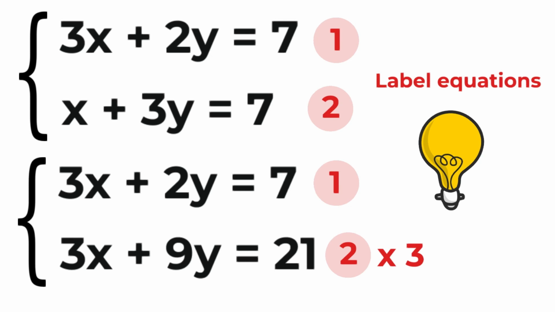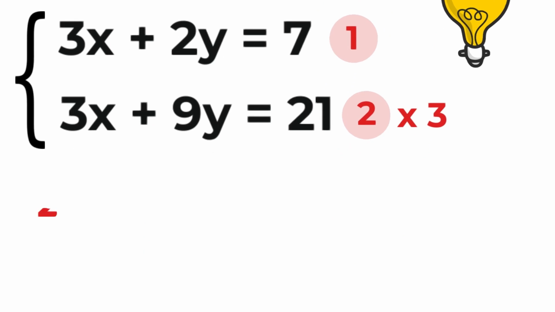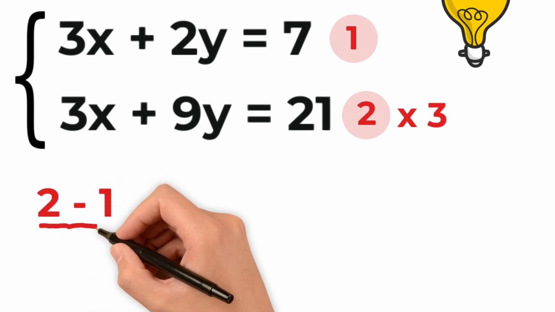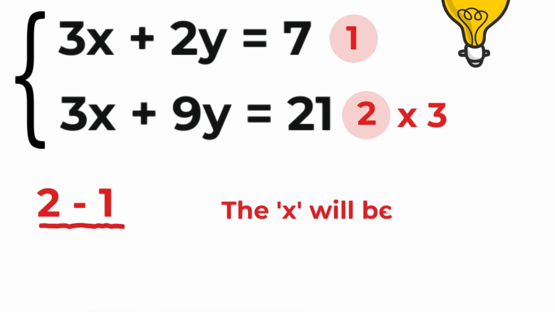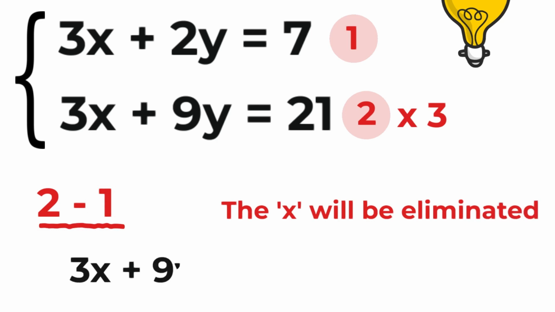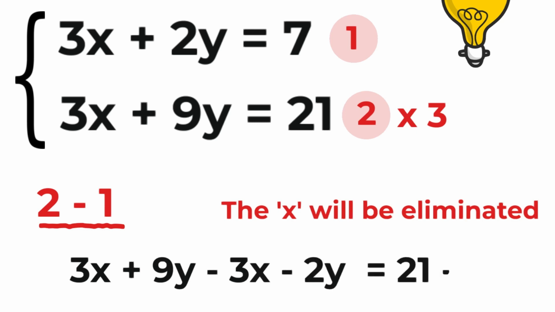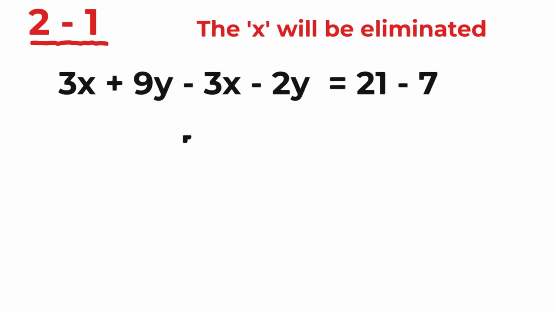And so now we can use the subtraction technique because we noticed that 3x minus 3x goes to 0. So we decided to do the second line minus the first line. Now there's a reason for that. If you do line 1 minus line 2, you'll get 2y minus 9y, which is negative 7y. But if you do line 2 minus line 1, you'll get positive 7y. So I would always encourage you to keep your variable positive.